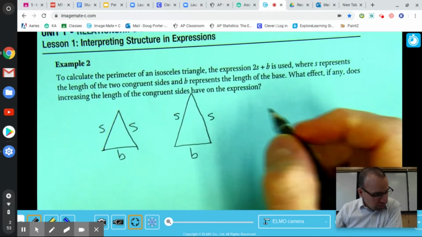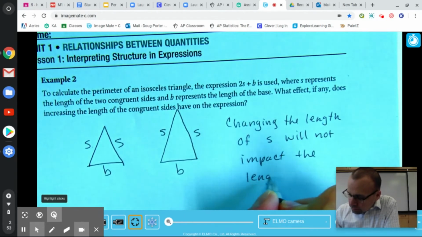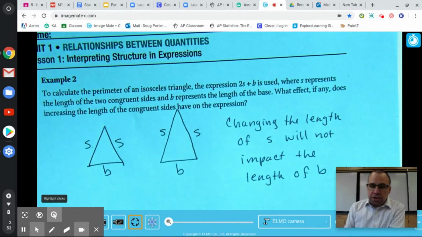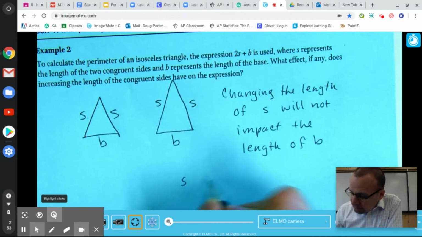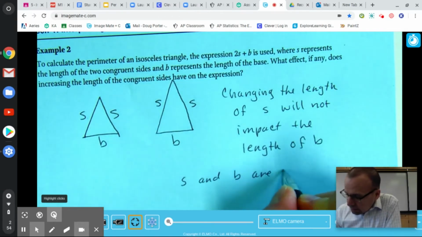So what I want you to write for this one: changing the length of s will not impact the length of b. s and b are independent.